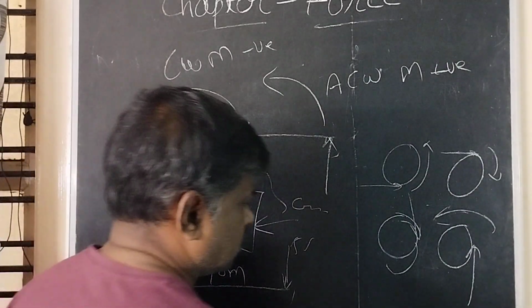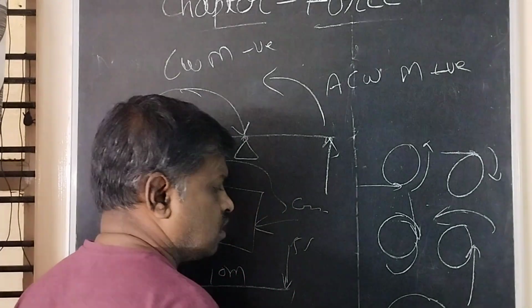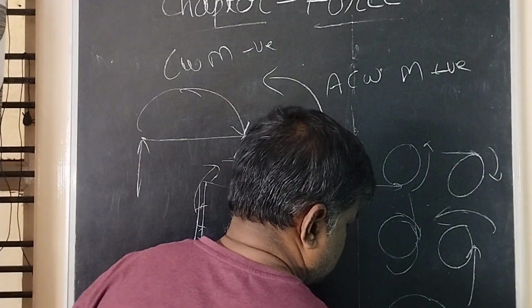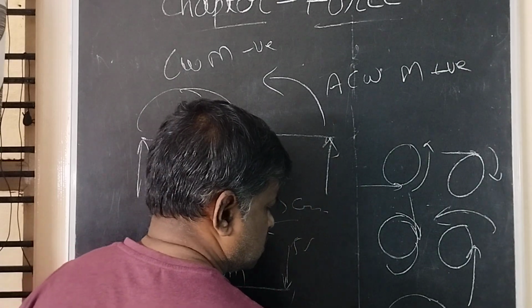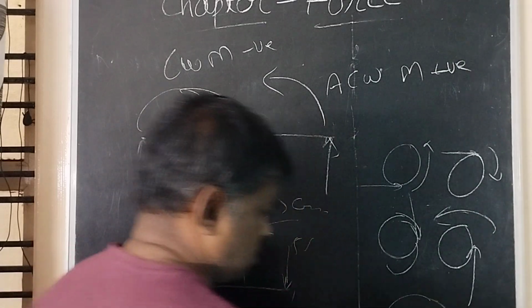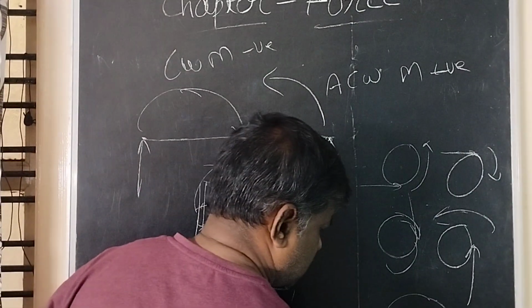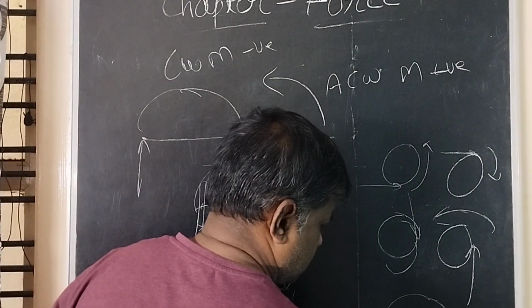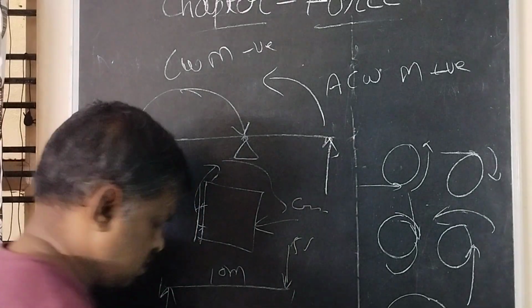For example, take a steering wheel. The distance between the forces is 1 meter. We are applying a force of 8 newtons here, and here also we are applying 8 newtons in the opposite direction. So what is the resultant moment created here? The distance is 1 meter only. 8 into 1 equals 8 newton meters. Like that we can do it.